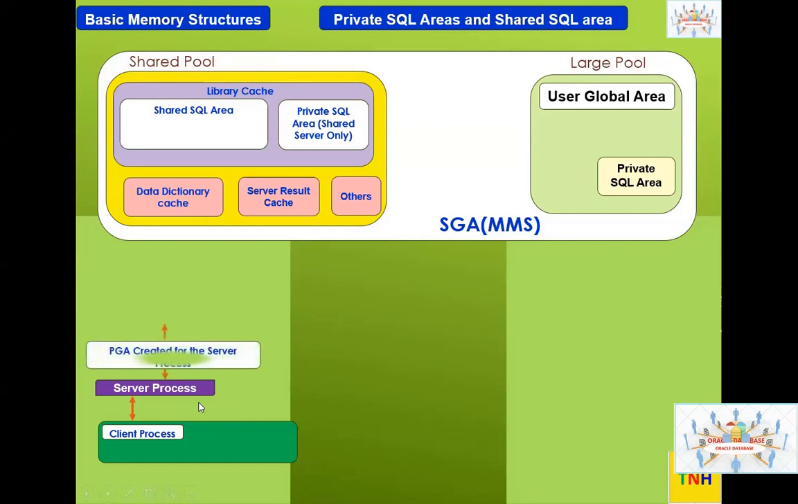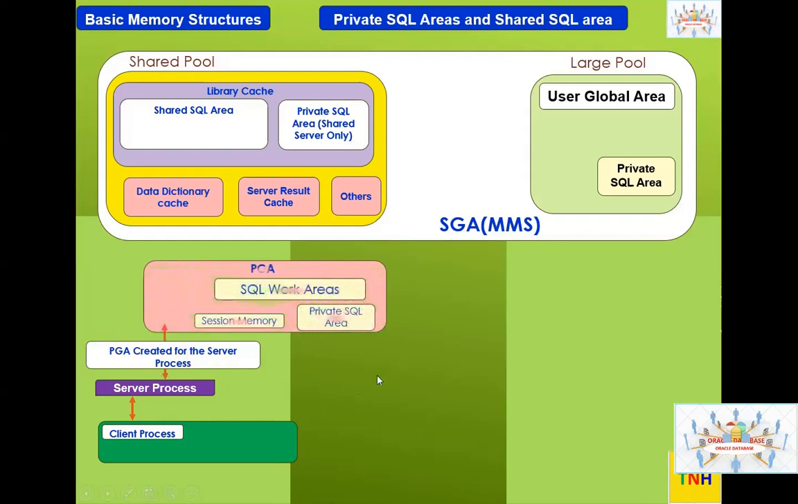The server process starts means what? A PGA will be created on behalf of the server process. We understood earlier that whether it is a server process or a background process, it will initiate the PGA. So that's how the PGA is created. PGA is created means you are going to have the UGA components, that is the SQL work area, private SQL work area, and those things. If it is dedicated, all the UGA components are going to be within the PGA.